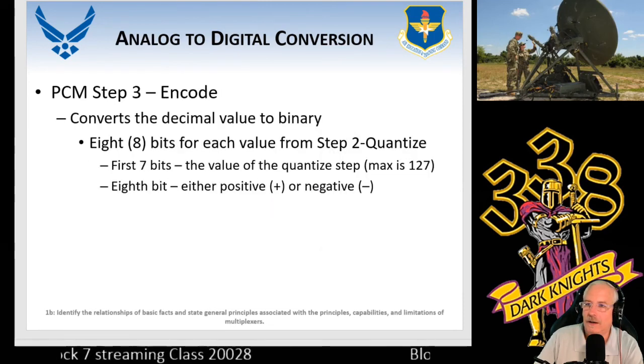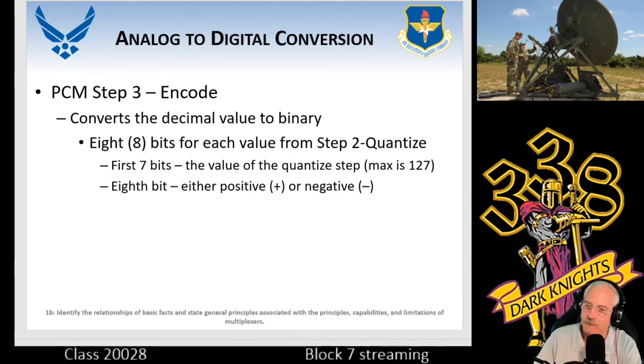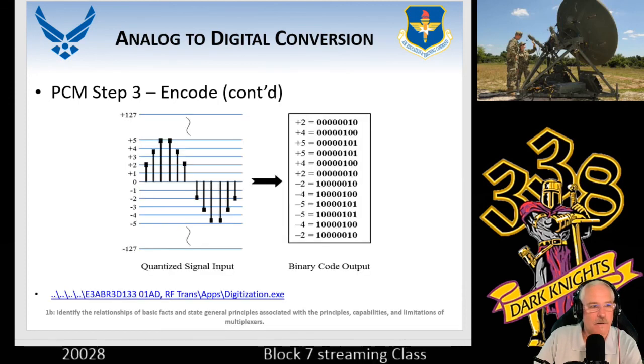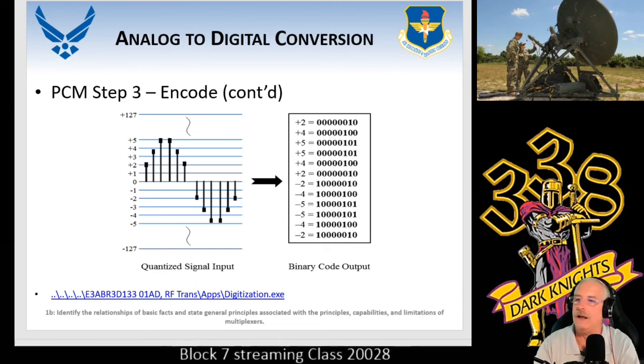When we convert the 8-bit word, the 8th digit is either a positive or a negative. Okay? Negative 127, positive 127. How does that work? Well, if you take a look at this chart going from right to left, you will see that anything that's a negative will be a logic of 1. Anything that's a positive is a logic of 0.